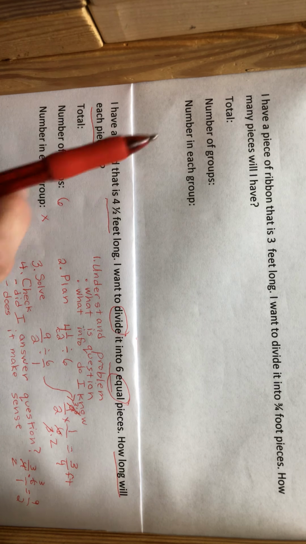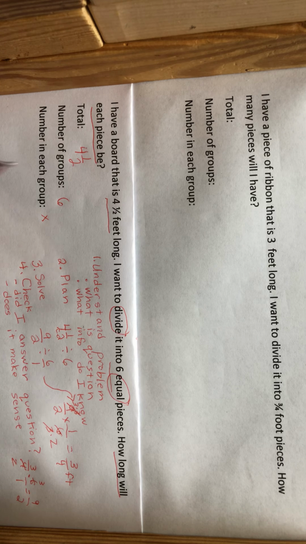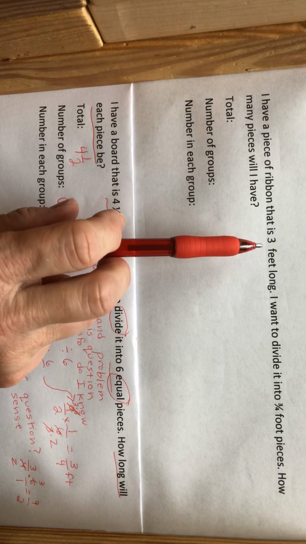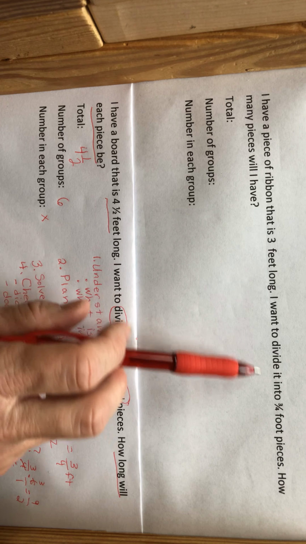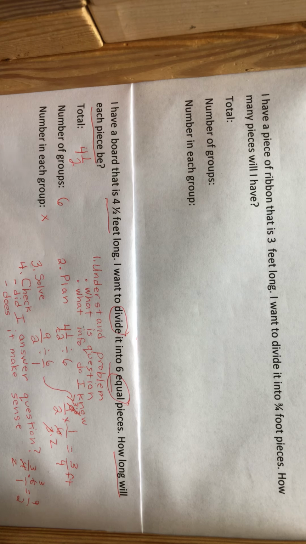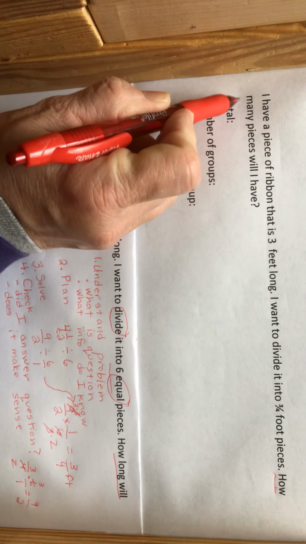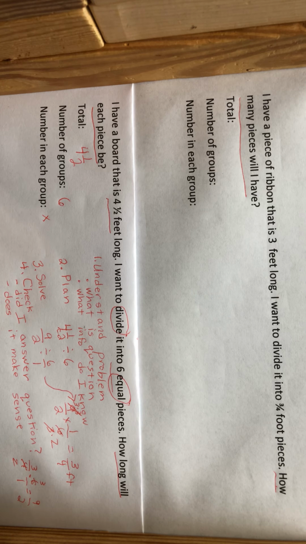Okay, let's look at this again. Remember that a lot of times it's good to read the problem more than once. I have a piece of ribbon that is 3 feet long. I want to divide it into 3/4 foot pieces. How many pieces will I have? Now, down here on our last problem, we did the 4 steps of problem solving. Understand the problem, what's the question, what information do I know? So the question is, how many pieces will I have?